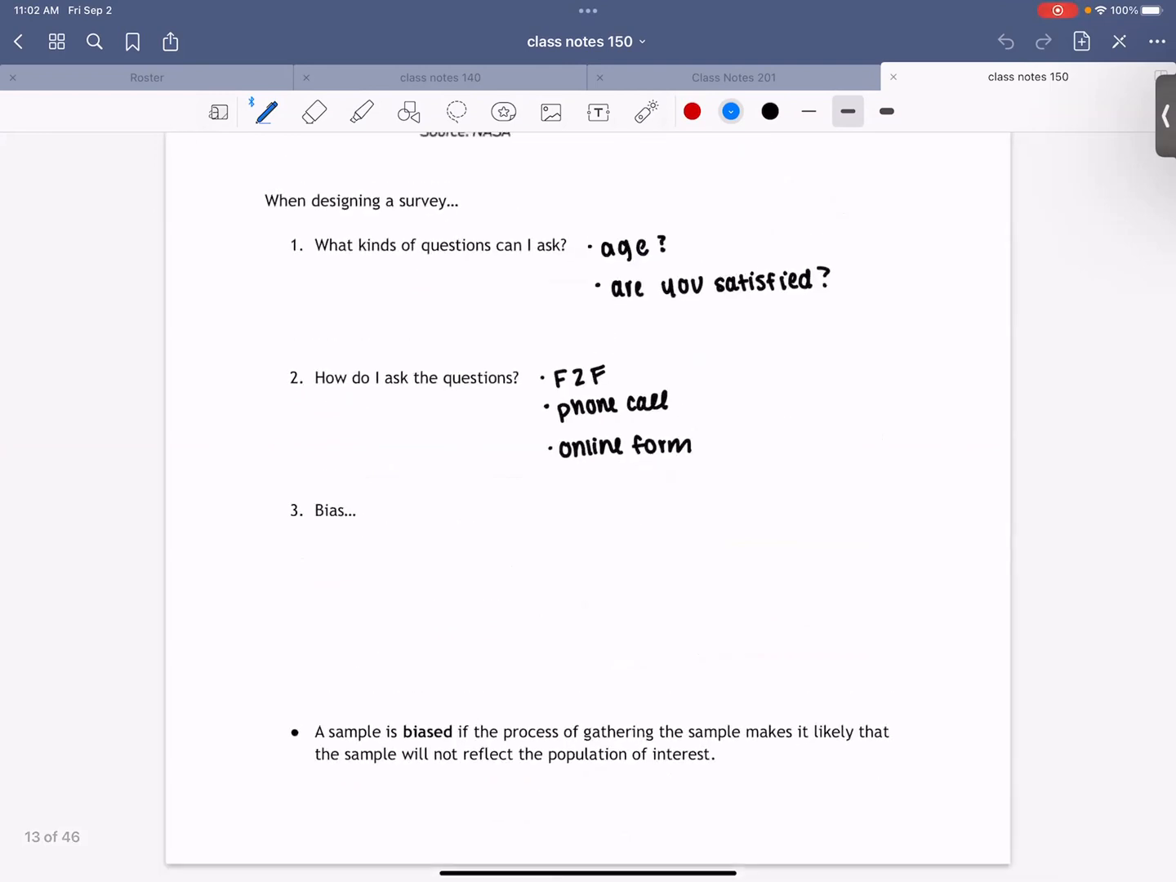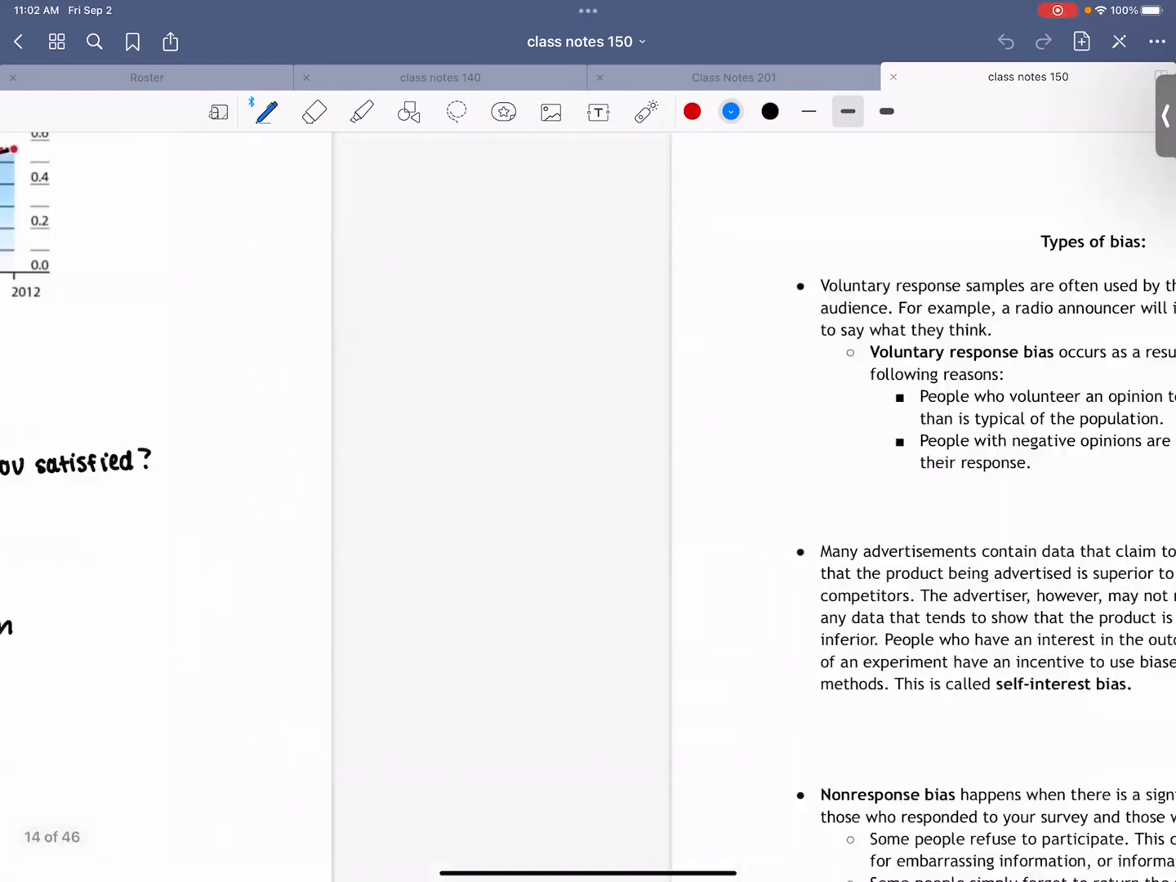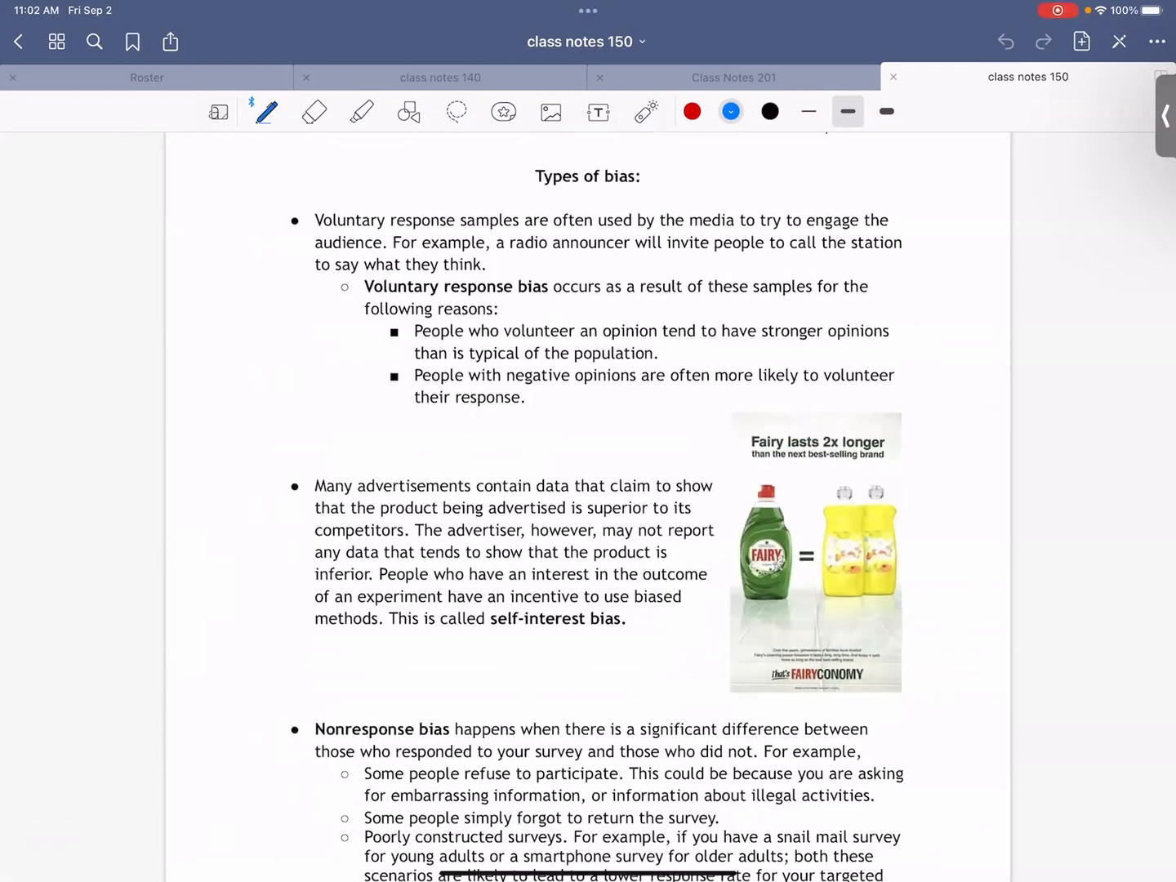And then we talked about how bias can be applied in surveys. So like how you ask the questions, how you give out your survey. We talked about bias there. And we also talked about the different types of bias. There were 3 that we kind of talked about.